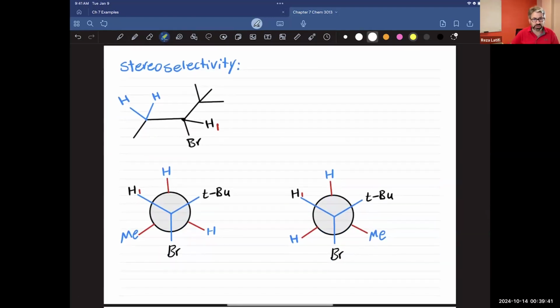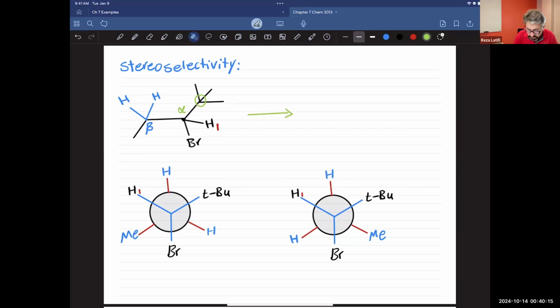How about stereoselectivity? For stereoselectivity, I have such a compound, and this compound has bromide here. The bromide is sitting on the alpha carbon, and we have only one beta carbon with hydrogen, and that's going to be here. Why is the second one not helping us? This carbon has a methyl substituent, so it doesn't have hydrogen, and it's not going to help us with the E2 reaction.